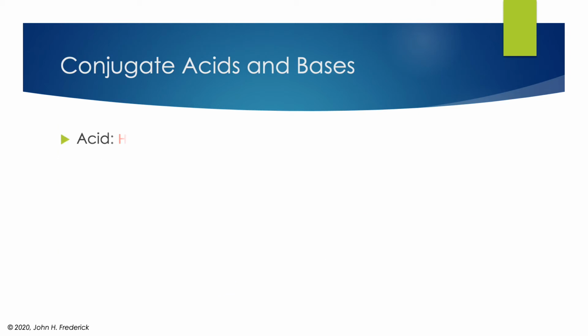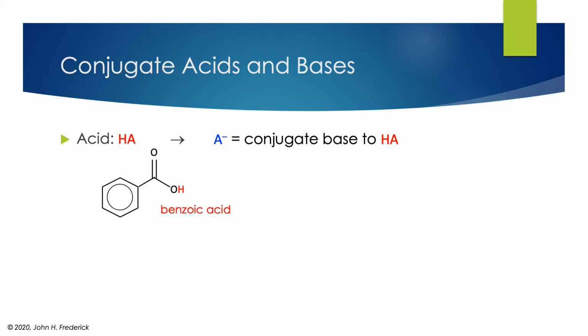Now, when we start with an acid and it gives up its proton, we'll end up with a negative ion, which we will call the conjugate base to the acid HA. So in other words, there's a relationship between the acid HA and the ion A-, and that relationship is whether or not there's an H+ available. So for example, benzoic acid is an organic acid, and I've labeled the hydrogen that gets lost as an acid on the benzoic acid. When it loses that proton, it becomes the benzoate ion, which is the conjugate base to benzoic acid.